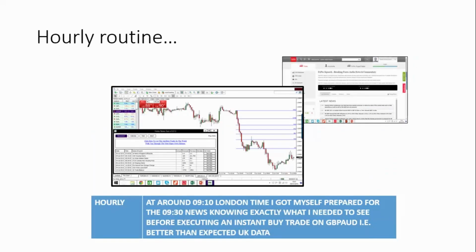So then it came to the hourly around about 9:10 London time. I got myself prepared for the 9:30 news, knowing exactly what I needed to see before executing an instant buy trade on pound Aussie, i.e. better than expected data. So here was my trading setup. I had my news gun, I had my squawk, and I had my chart on pound Aussie, and I was simply waiting for the 9:30 news.